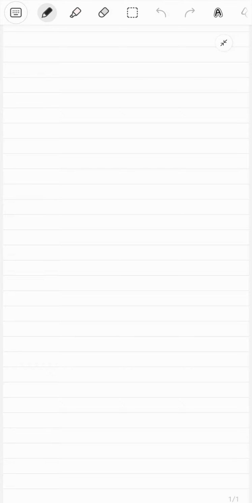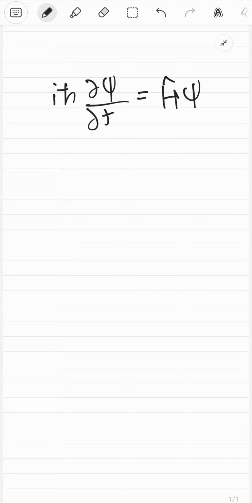Yeah, so we're going to start off with something really basic, the Schrodinger equation. So the Schrodinger equation is basically this equation: i h bar, partial psi upon partial t, is equal to H hat psi. Now what is H hat? H hat is an operator.